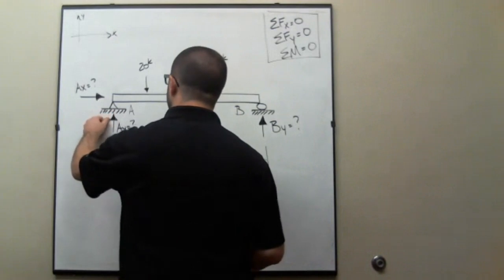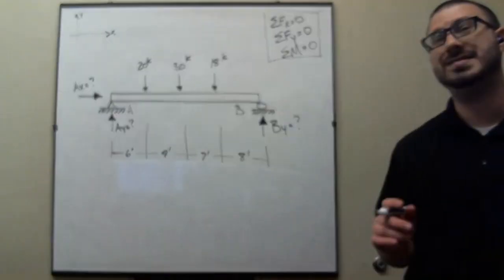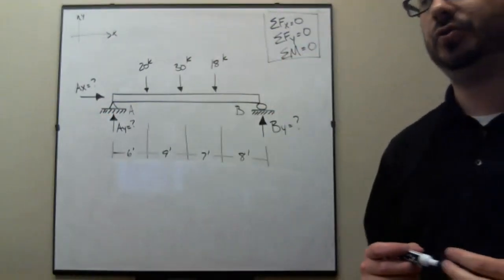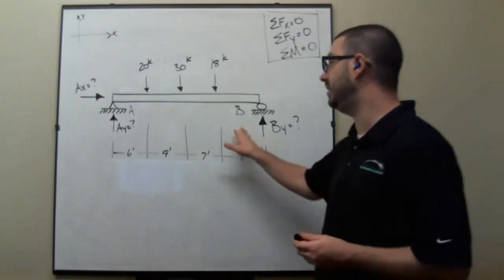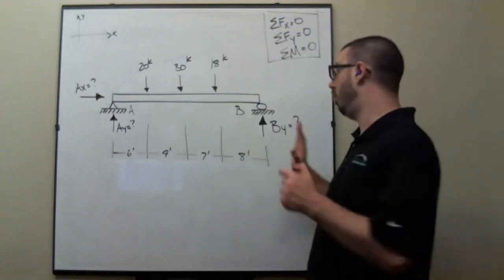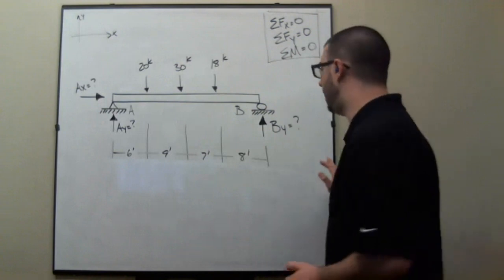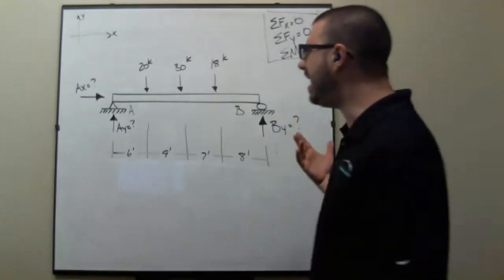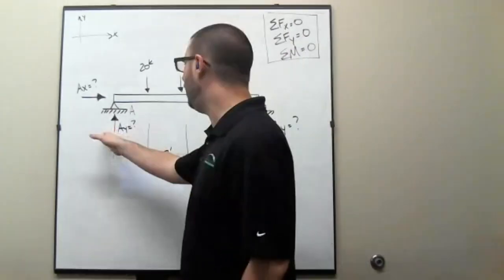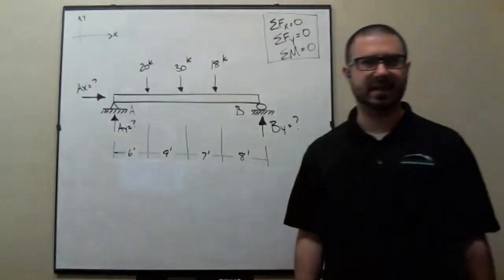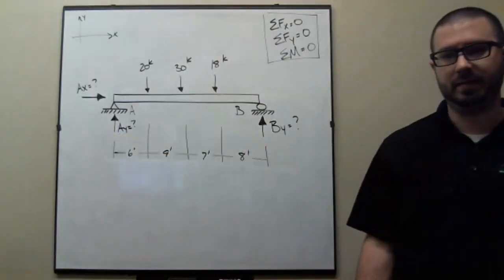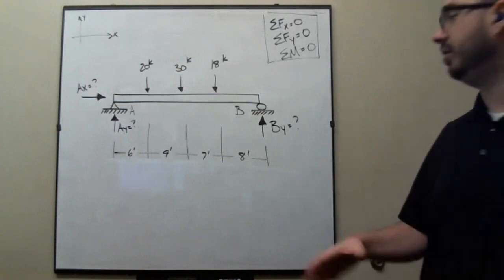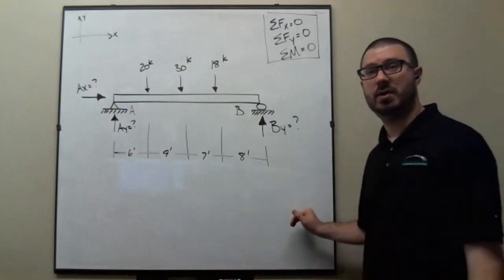The point, though, that I want to make is I want you to try and not get married to the initial choice that you make at the beginning of the problem. What I'm doing here when I draw my reactions this way is I'm sort of making a guess. I'm guessing that AY acts upward and BY acts upward. That's a guess I'm making at the beginning of the problem. I will do the math to figure out what these values are.